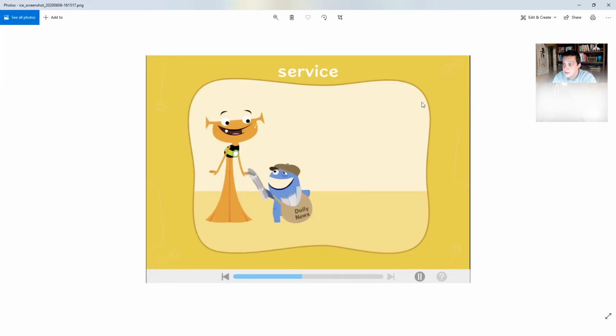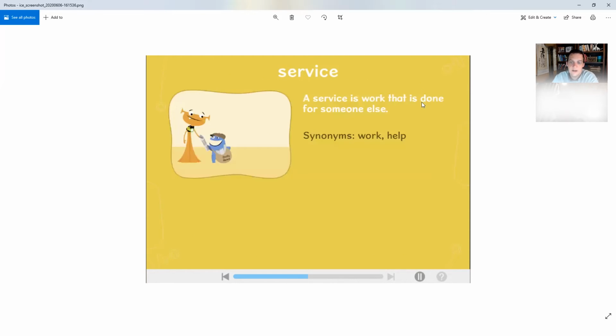Do they have to buy the newspaper? No, not this newspaper. So that is the service. His job is to give newspapers to others. Here you go. Sometimes you might have to pay for the newspaper, sometimes not, but the service is what the blue monster is doing for others.